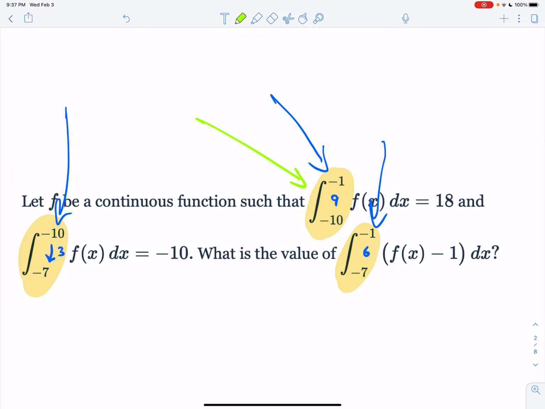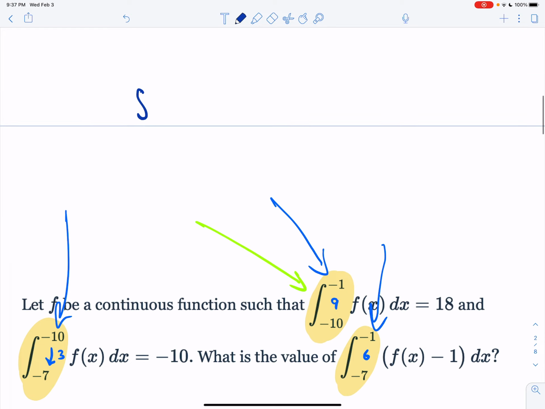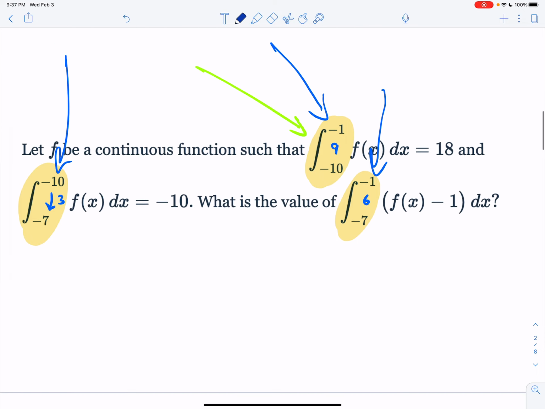So here's what you do. Almost always are they forcing you to use that third property, okay? And I'm going to remind you guys here. So if you're taking the integral from 0 to 5, and then we take the integral of the same function from 5 to 20, that's the same thing as you starting at 0 and going all the way to 20. Okay, this was that third property if you look back in your notes. So we're going to use this idea, okay? So we're going to start off with the largest one.